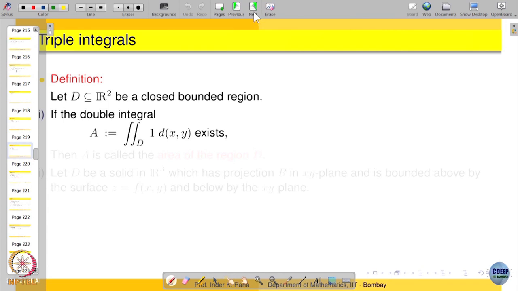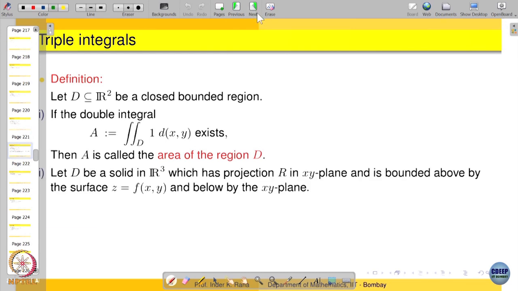Double integral, when you integrate function 1, what does it give you? The double integral over D gives you the area of the region D, right? Because we are taking smaller triangle, smaller pieces and then integrating. When it is a function of 2 variables, that is the area.